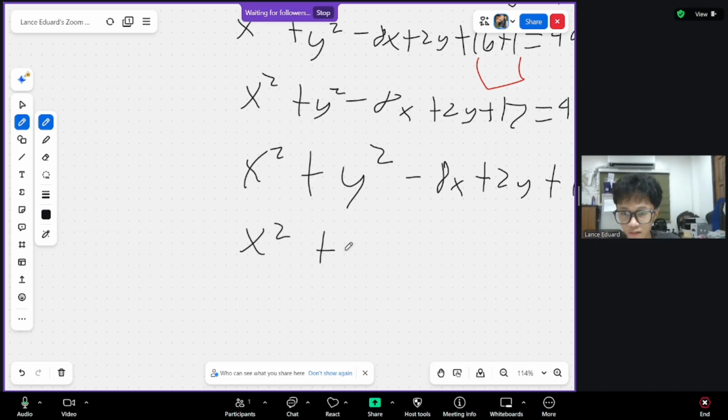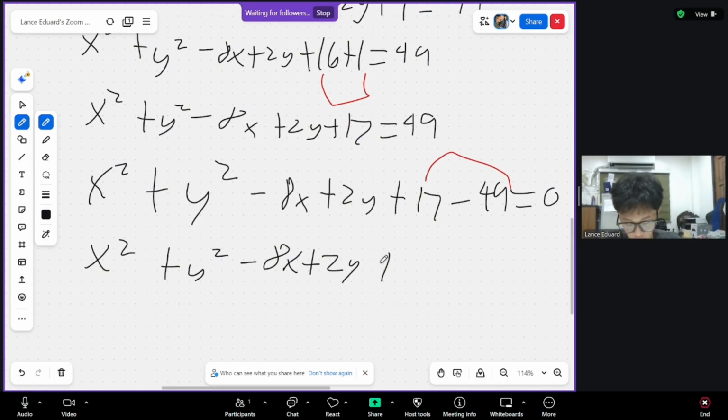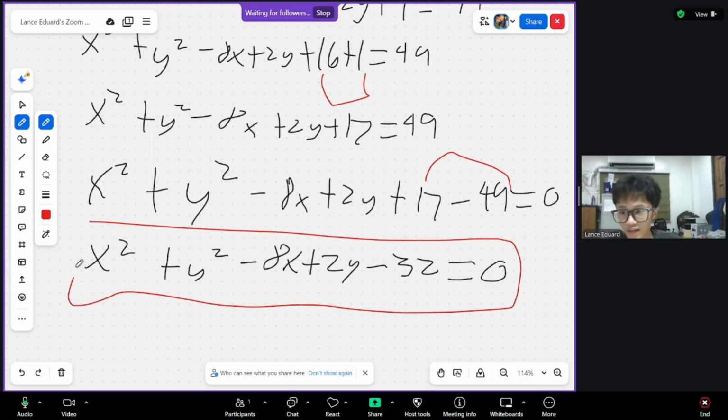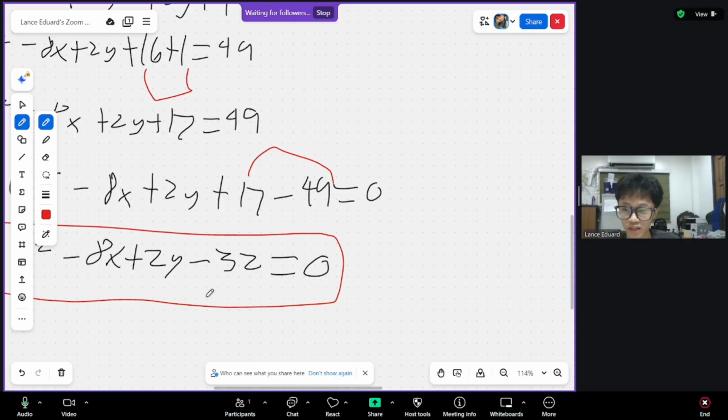x squared plus y squared minus 8x plus 2y, plus, since 17 minus 49 is negative, the answer is going to be negative 32, equals 0. Then that will be our final answer. The final answer will be x squared plus y squared minus 8x plus 2y minus 32 equals 0.